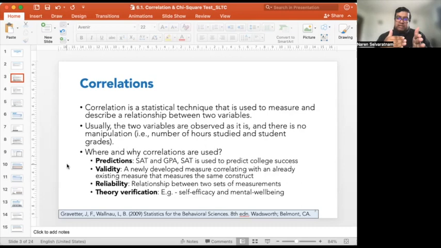If you didn't get what I said just now, what they do is they give the SAT to the students who are going to the university, and at the same time, they can stay for a few years and observe their GPAs and then correlate the scores. If there's a positive trend, then yes, if the SAT is up, GPA is up as well. So if someone has a better SAT score, they will probably have a better GPA.